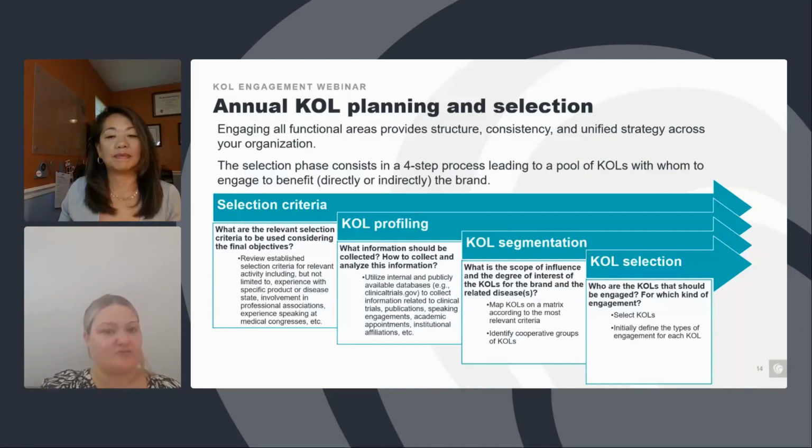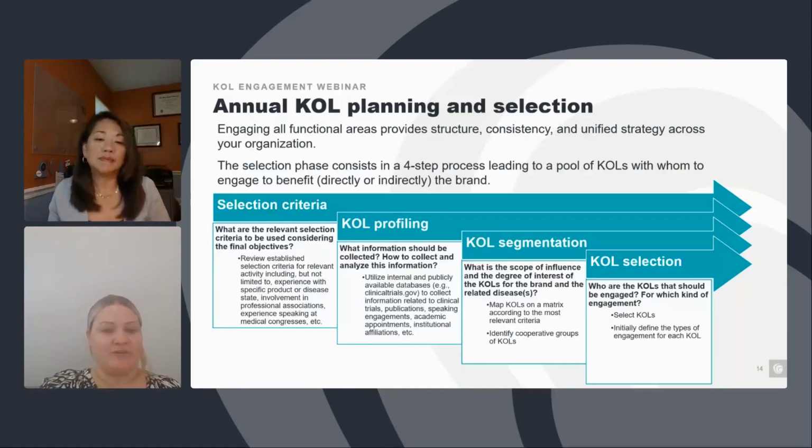The information that we usually see here is clinical trials, publication information, including setting some kind of impact factor for the journals in which those publications are made. So usually I see an impact factor of 4 or above, just generally speaking.